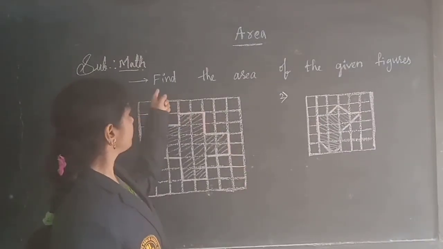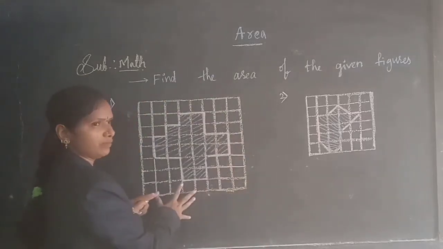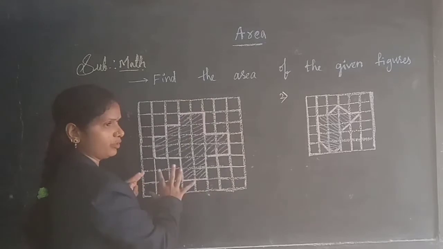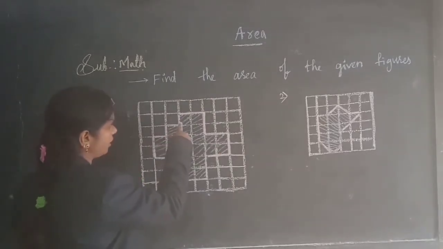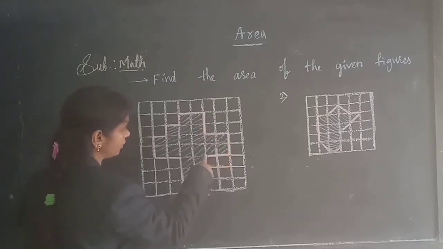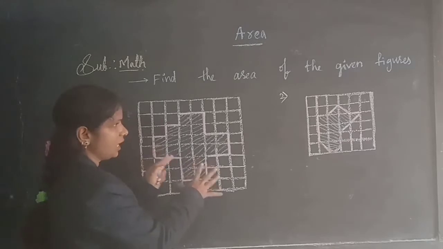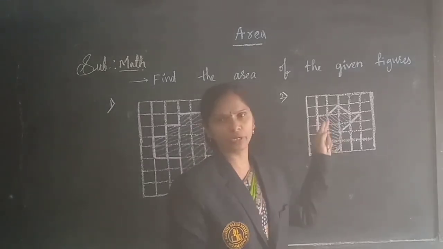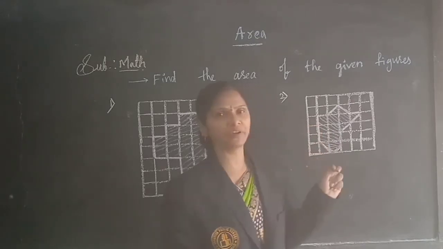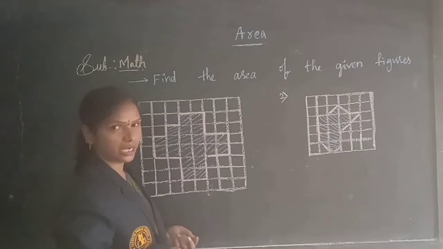Yes, children. Let's find the area of the given figure. See, one square paper is given, children. In that square surface, some parts are separated. You can see the outer line in pink color, and only some portion has been shaded, some small squares. Now let's find the area of the shaded figure.